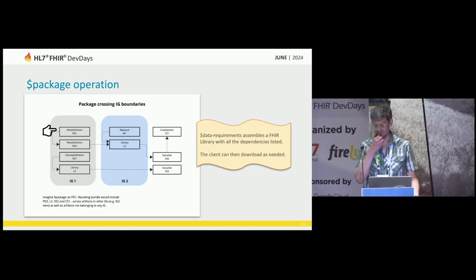We also have this data requirements operation that exists in the core specification, and that works the same way, but in that case, a client may have already downloaded all of this stuff, and so the data requirements operation can inform the client of what is supposed to be there, and then the client can figure out if they need to download more resources, or if they have them in their local cache, they might not need to.